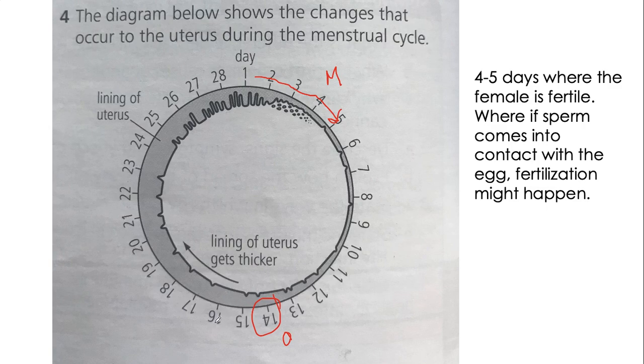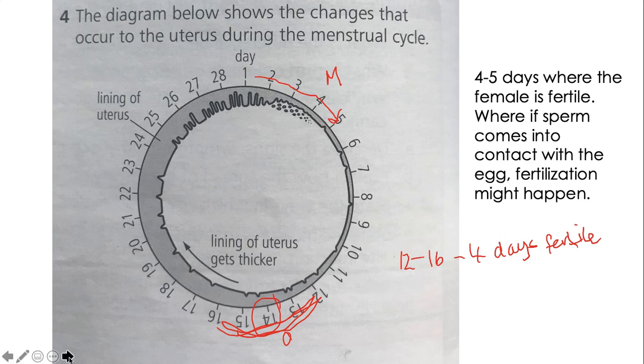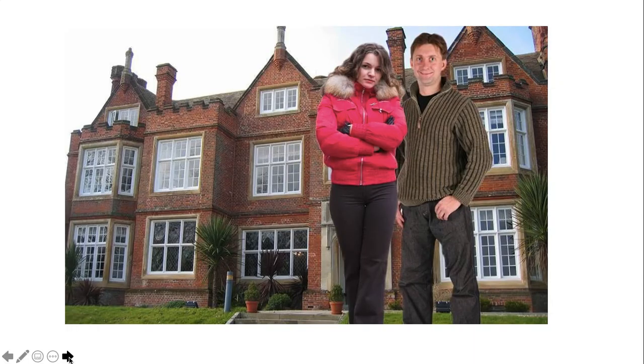So really, we only have this period within the month, from 12 to 16 days, 4 days in the menstrual cycle, where the female is fertile. If a female was to have sexual intercourse on any other day within the cycle, then it would be unlikely to result in a pregnancy.